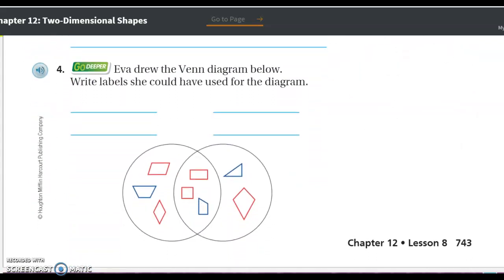So Eva drew the Venn diagram below. Write the label she could have used for the diagram. On this question, they're giving you what it's done. You have to figure out what the title of this circle would be. Look at all the shapes in this circle. What attributes do they all have? Then over here, what would the title for this circle be? Just take a moment, press pause, and really think about the attributes. What could we title the left circle? What could we title the right circle?